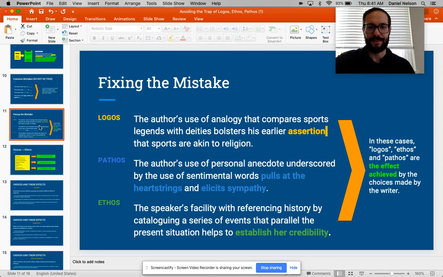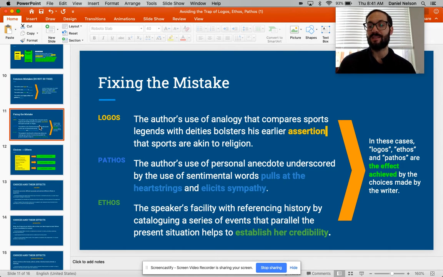So how do we fix this? Well, we want to look at what the author is doing, right? Why are they making this choice? How are they using an argument? How are they appealing to emotions? And then how are they establishing their credibility? And so this takes us to some effects.